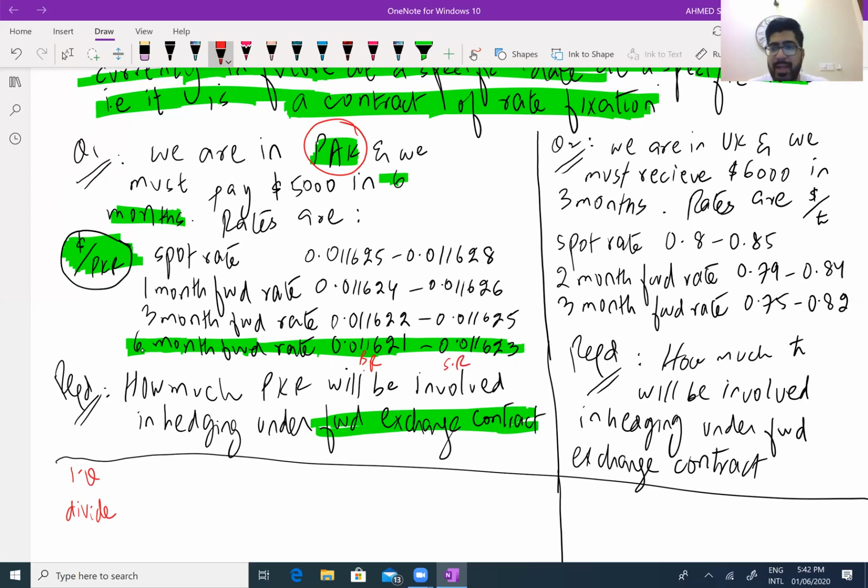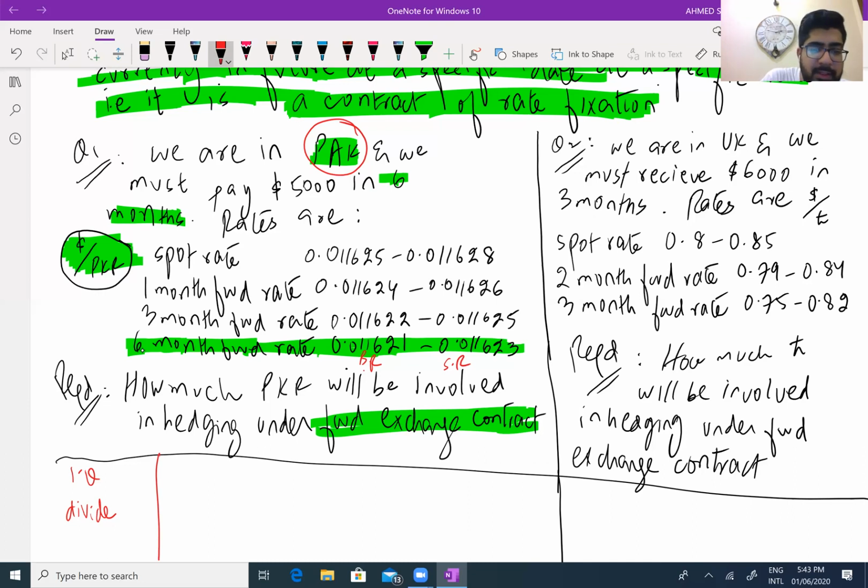What is the first step? Highlight the relevant row. I had to pay after 6 months. I just highlighted that. Second, identify the quote. Since we are in Pakistan, the Pakistani rupee is the local currency in the denominator. That's an indirect quote. You need to divide. And of the two rates, lower is buying, higher is selling. Last step, apply the transaction.